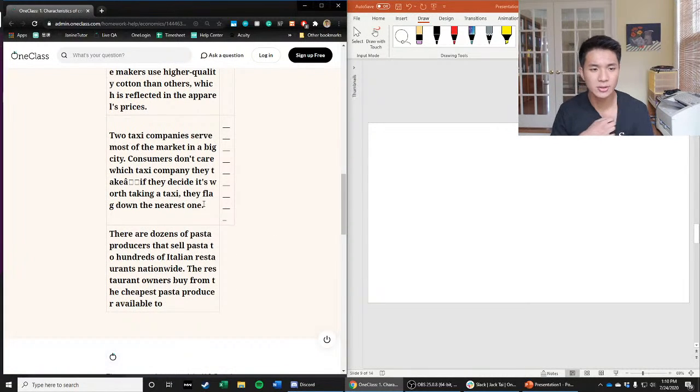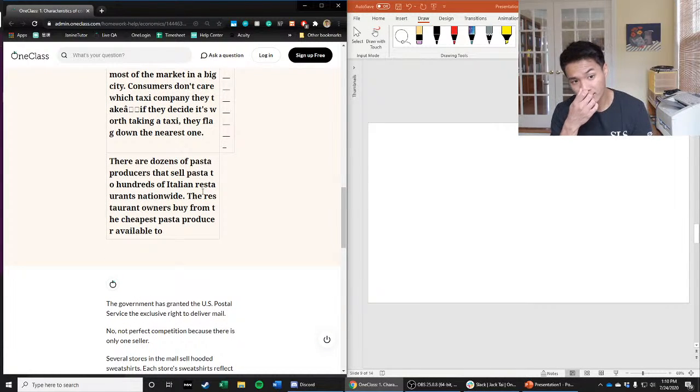C says, two taxi companies serve most of the market in a big city. Consumers don't care which taxi company they take. If they decide it's worth taking a taxi, they flag down the nearest one. So again, we're breaking that first criteria. If you only have two taxi companies, that's not what we would call many producers, right? So this is what we refer to as an oligopoly, where a few firms dominate the entire market. And so it's not going to be perfectly competitive.